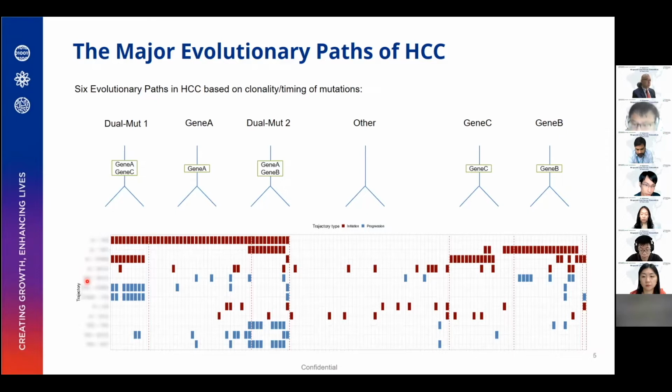Each column is a patient, each row is an event. For example, this is a very dominant event occurring in 3 of the evolutionary paths. For this path, they show a dual mutation event for both gene A and gene C. For this path, they have gene A and gene B events, and this is only a gene A event. By segregating patients in such a way, we ask whether this has a prognostic effect or not. This would be the starting point of our analysis.